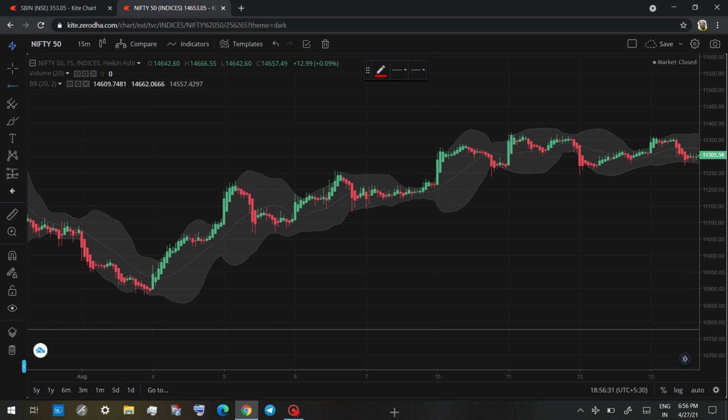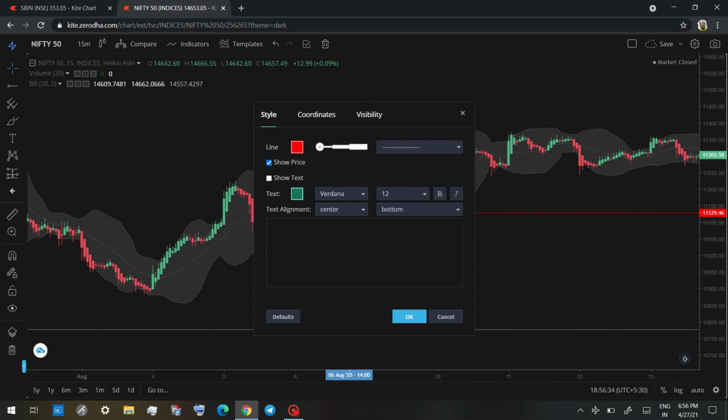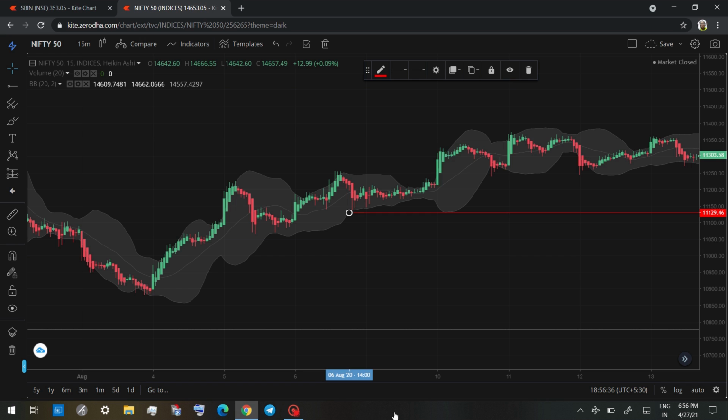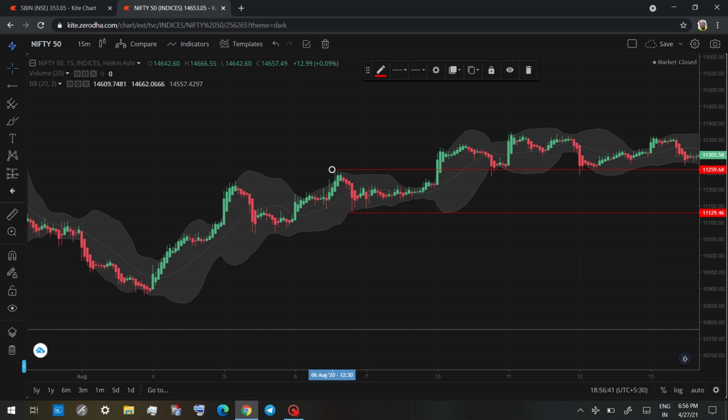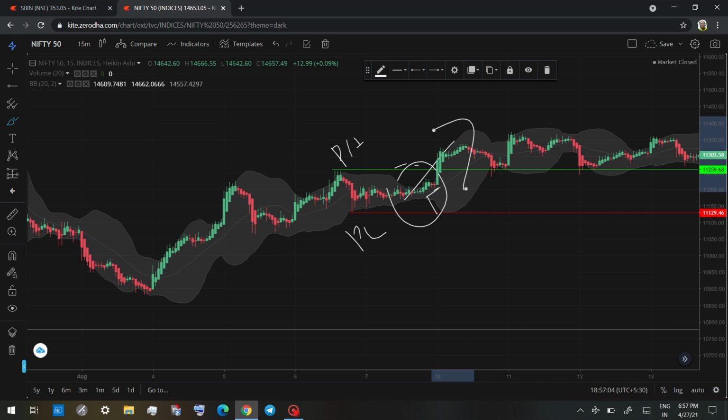So here I am going to mark the previous low and previous high. Okay, this is the previous high, and this is the previous low. What happened here? The Bollinger Band squeezes. Okay, but it didn't cross below this median or previous low, so bullish.